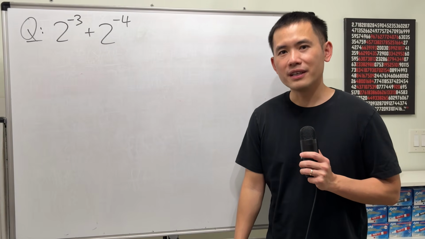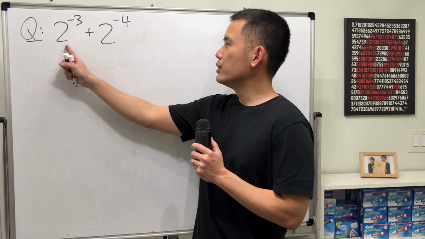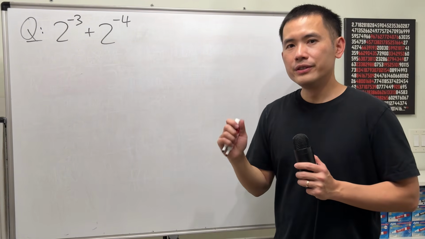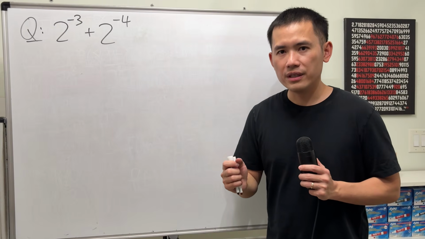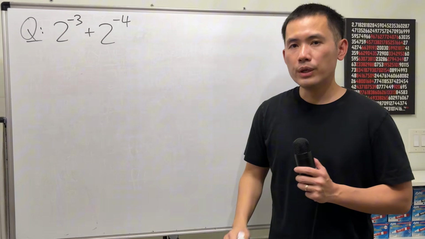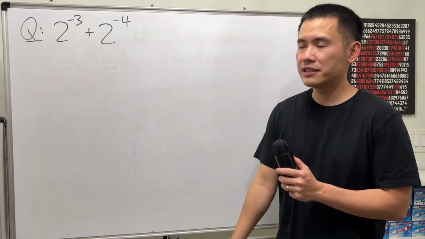Today, let's talk about negative exponents, and in particular, let's see how we are going to add 2 to the negative 3 power with 2 to the negative 4th power. If you know the formula already, then you will know that when we have a negative power like this, we actually do not get a negative result.